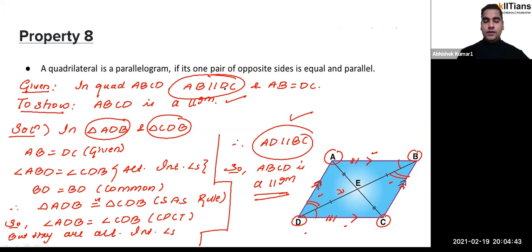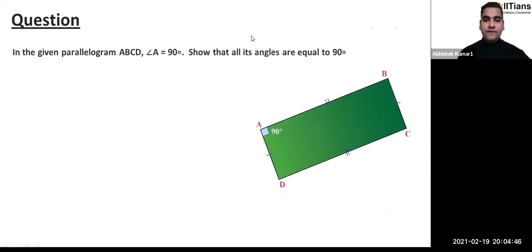All right, done. Okay. So now we have one problem. Let's see what we are provided and what they are asking us to show. We are given a parallelogram ABCD, and you can see angle A is 90 degrees. We have to show all the other angles are 90 degrees. That's very easy, right or not? So I have to show angle B, angle C, angle D, and angle A all are 90 degrees.